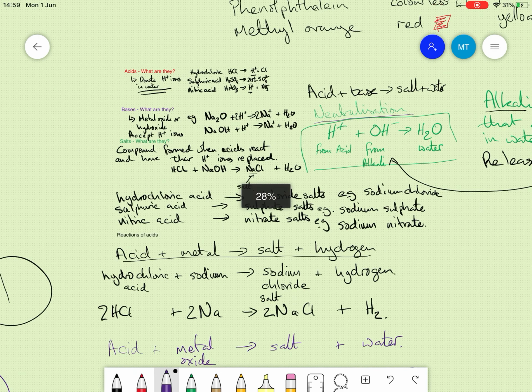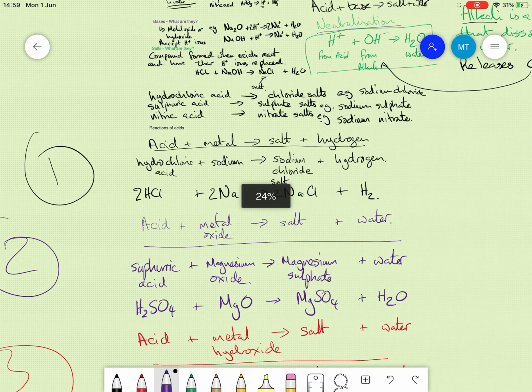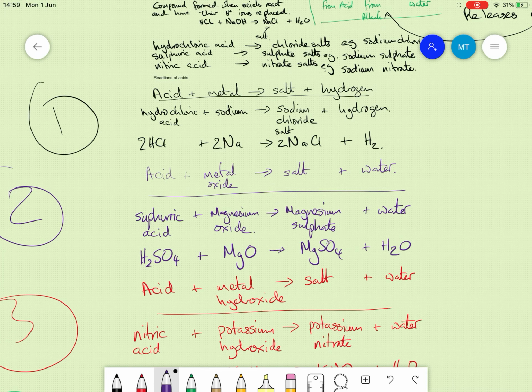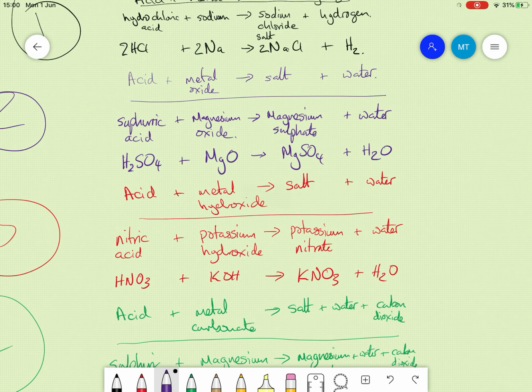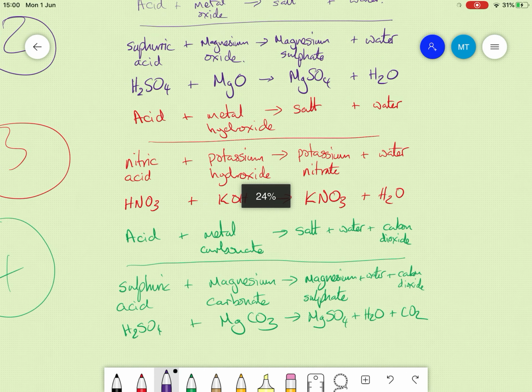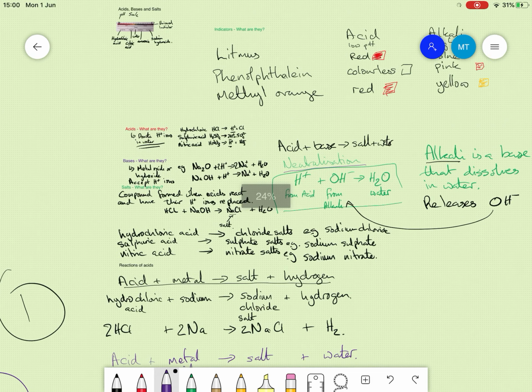Then you need to know the four main reactions of acids. Acid plus metal goes to salt plus hydrogen. Acid plus metal oxide goes to salt plus water. Acid plus metal hydroxide goes to salt plus water as well. And lastly, acid plus metal carbonate goes to salt plus water plus carbon dioxide.